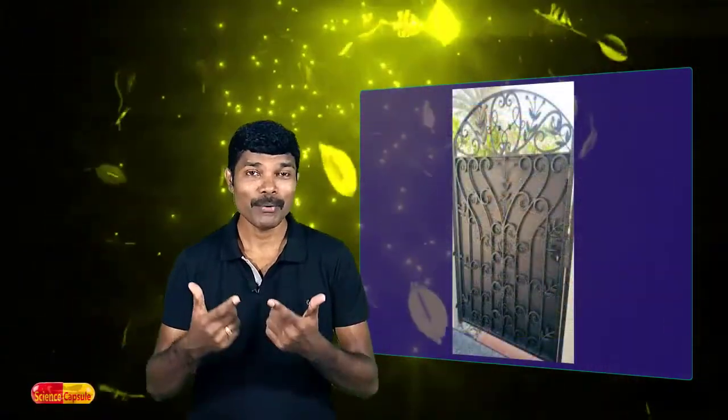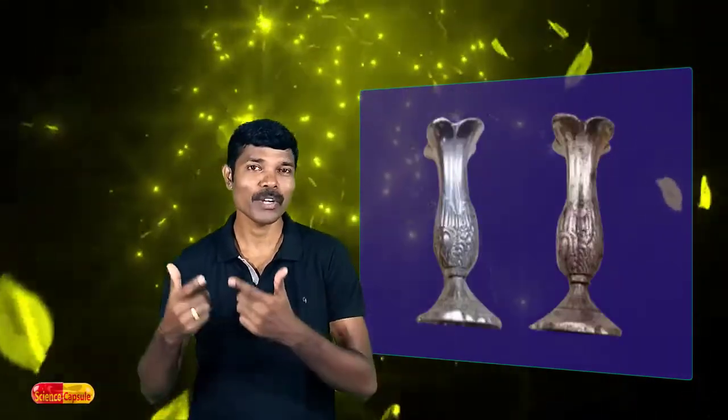For example, plenty of machinery parts get wasted due to rusting. When you install a new iron gate, it will be shiny. If not painted, then over time it gets rusted. And cooking utensils made of metals also tarnish over time.